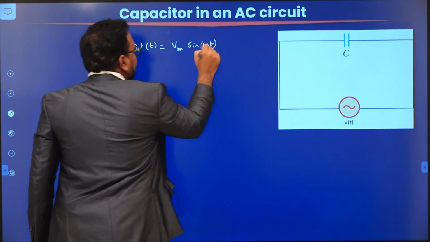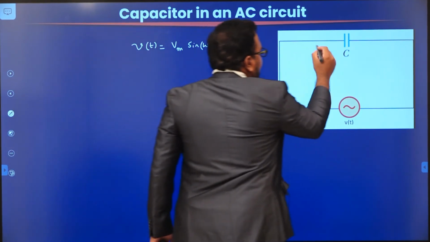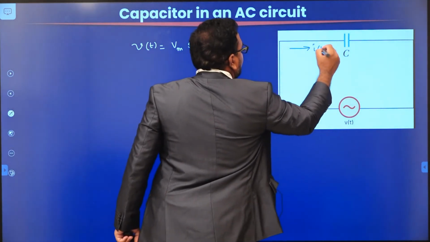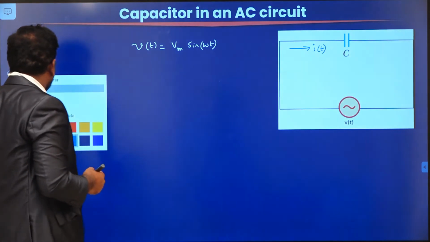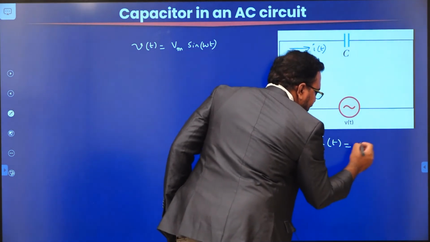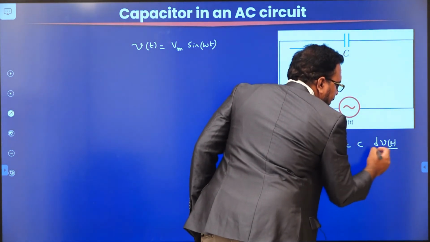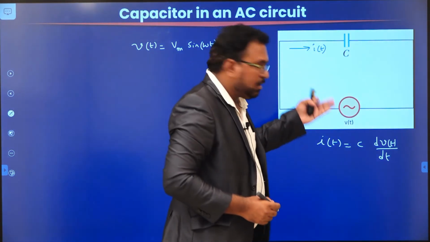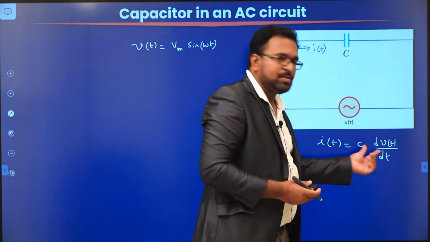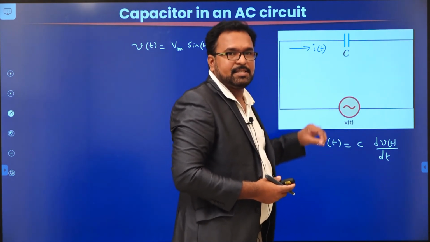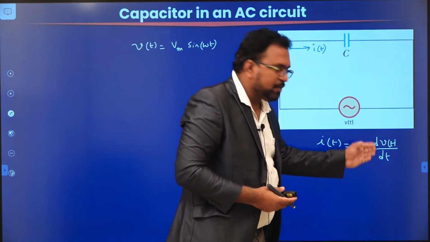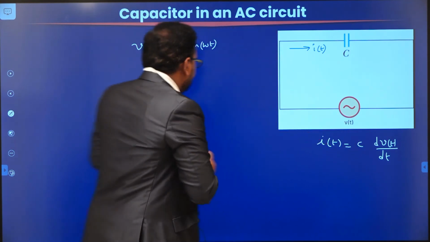Now how will you calculate the current through the capacitor? What is the relation between current, voltage and capacitance? We know that I of t is equal to C into dV by dt, because in the case of a capacitor the voltage doesn't change suddenly. A capacitor doesn't allow sudden changes in voltage, and an inductor doesn't allow sudden changes in current. So the current through the capacitor is always equal to C into the change of voltage with respect to time.